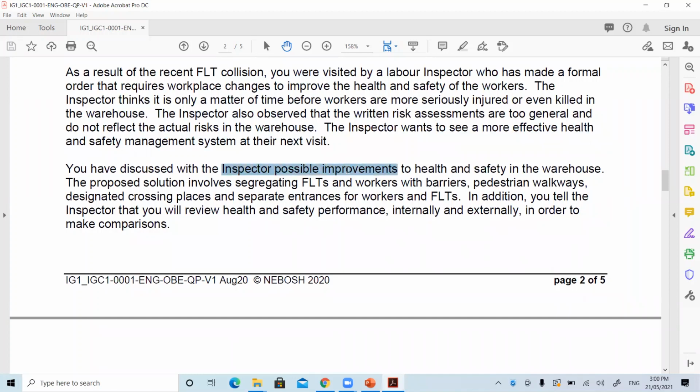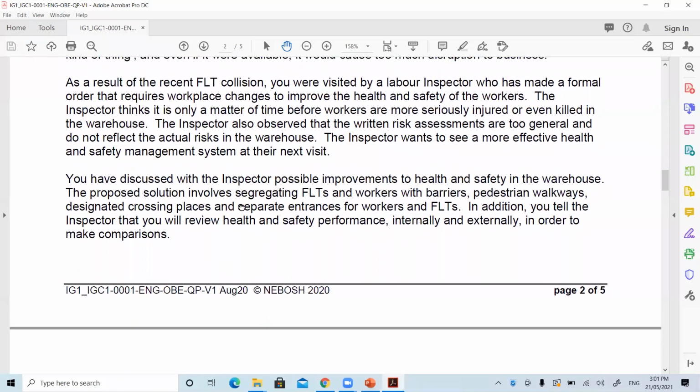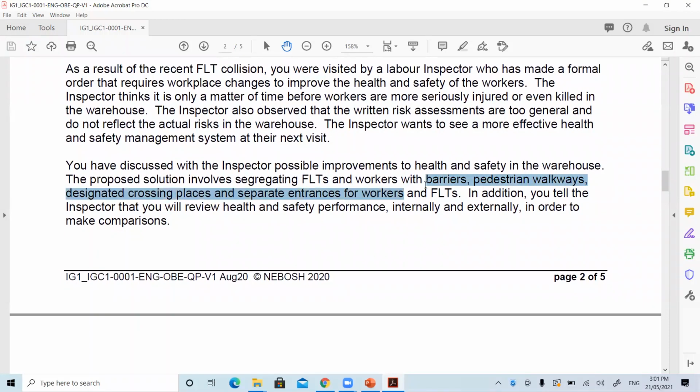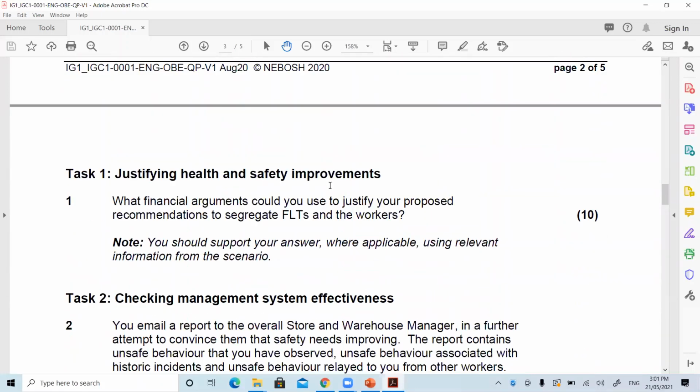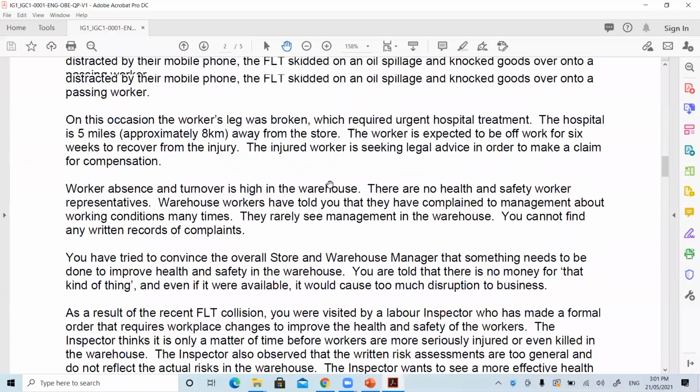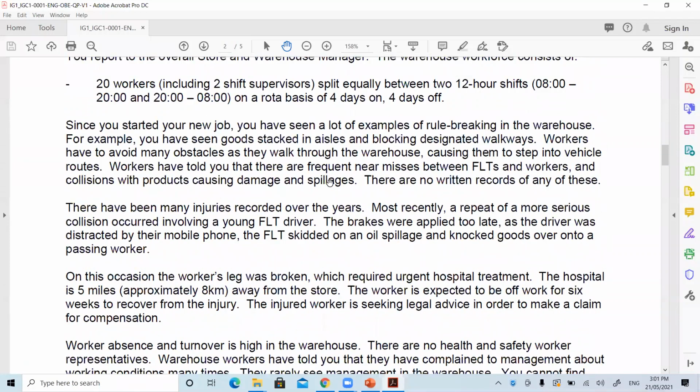You discuss with the inspector possible improvements to the health and safety in the warehouse. The proposed solution involves segregating forklift trucks and workers with barriers. This is the best option to prevent accidents, to separate the vehicles and pedestrians: pedestrian walkways, designated crossing places, and separate entrances for the workers and forklift trucks. In addition, you tell the inspector that you will review the health and safety performance internally and externally in order to make comparisons. So this was the scenario, a one-page simple scenario.